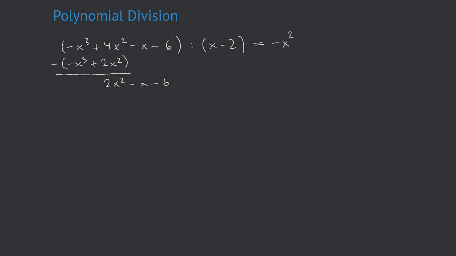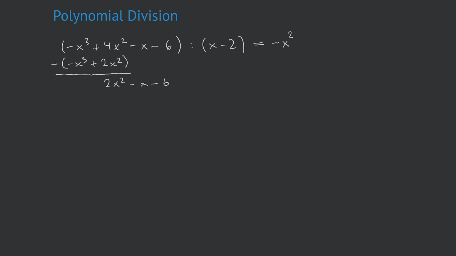From now on, the steps we have performed until now are repeated. That means instead of starting with p of x, we now play that game starting with this polynomial. So again, we have to look at the first summand of this polynomial and the first summand of this polynomial and ask ourselves, how many times does x fit into 2x squared? Well, the answer is 2x.